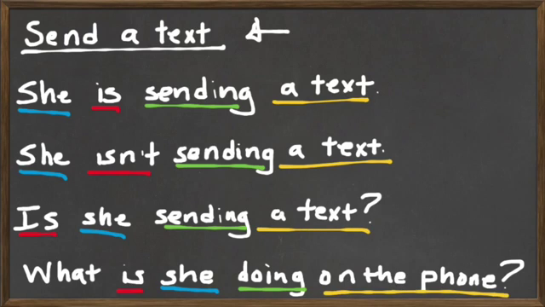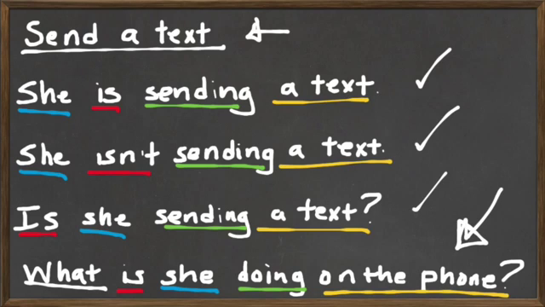Don't forget that if it's an information question, we need a question word in the beginning. So the result is, affirmative: She is sending a text. Negative: She isn't sending a text. Yes/no question: Is she sending a text? Information question: What is she doing on the phone? I might change this one, made it different, just for it to make sense.